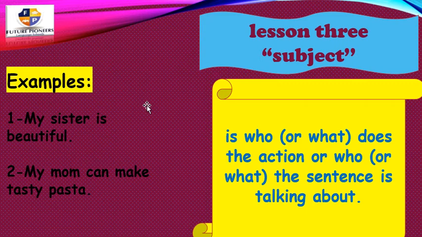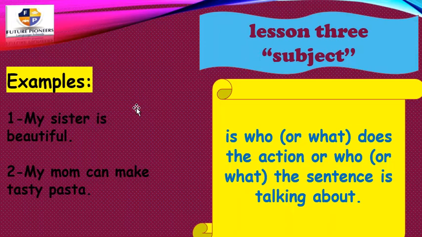Let's highlight 3 points at the beginning. The subject always comes at the very beginning of the sentence. So, this is the first point. The second point, it's always the doer of the action. Third, we can ask a question for the sentence using who or what to know who is the doer, or what the sentence is talking about.